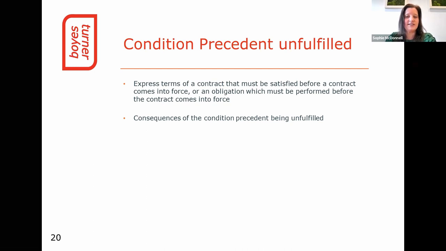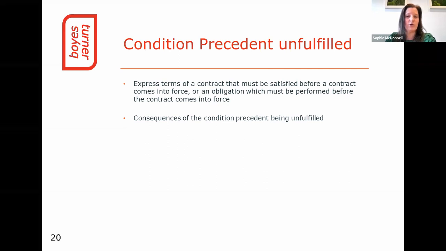The condition needs to stipulate clearly whether there will be a binding contract until the condition is fulfilled or whether the contract will not be performed until the condition is fulfilled. If the wording is not clear, the court may consider that the term was not a condition.